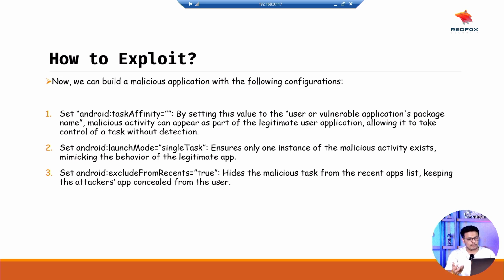So how can we create one application? While doing that, we will set the Android task affinity to the user's vulnerable application. By setting this value to the vulnerable application's package name, the malicious activity can appear as a part of the legitimate user application, allowing it to take control of the task. So we will configure the Android task affinity of the hacker application with the vulnerable application's package name.